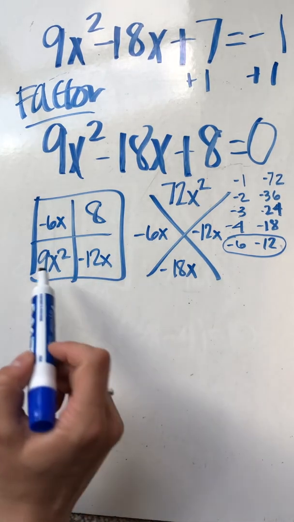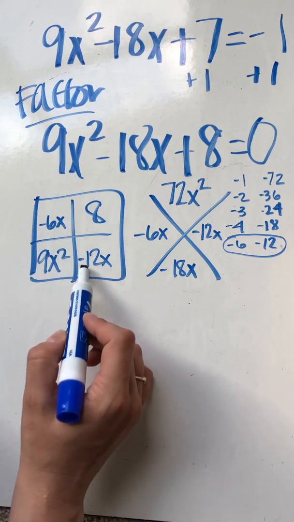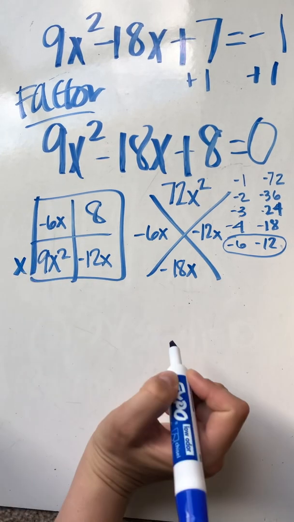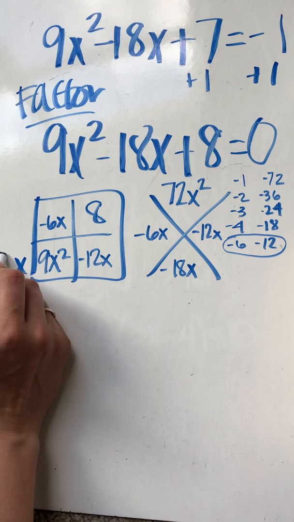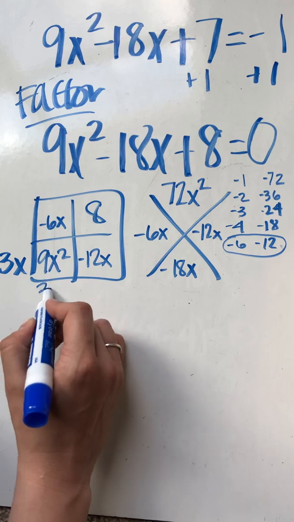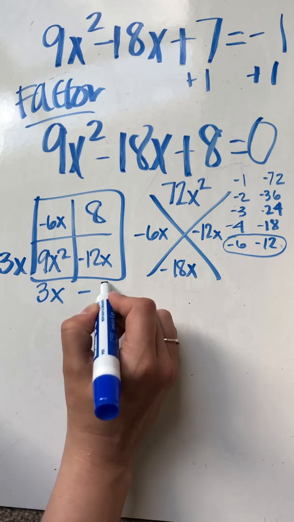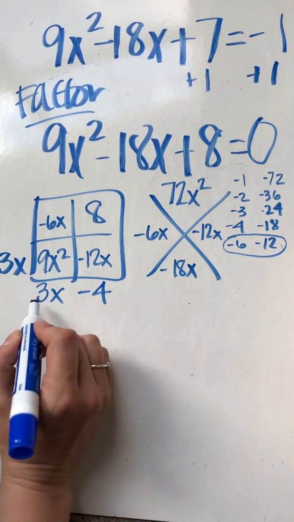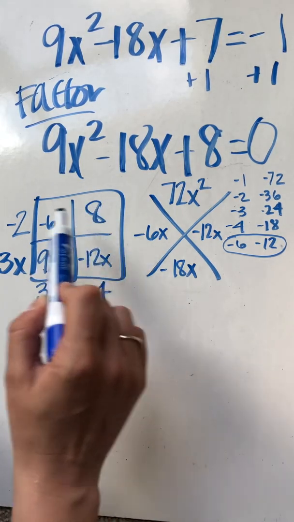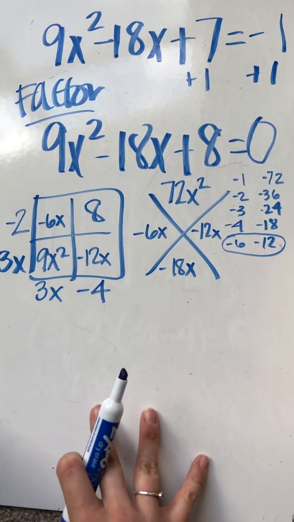Okay, so now filling in the outside, which are my actual factors, I want to look for the biggest number that 9x squared and negative 12x have in common. We call it the greatest common factor. So they both have an x, and I think 3 is the biggest number that multiplies into both of those. So if this is 3x, this also has to be 3x, because 3x times 3x is 9x squared. 3x times negative 4 makes negative 12x. 3x times negative 2 makes negative 6x. And then use this last box to check your work. Negative 2 times negative 4 does equal positive 8. So you're right.